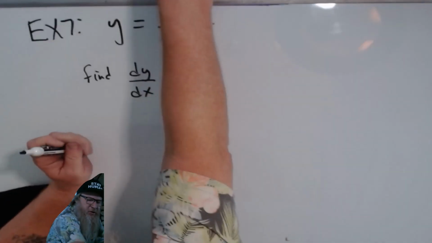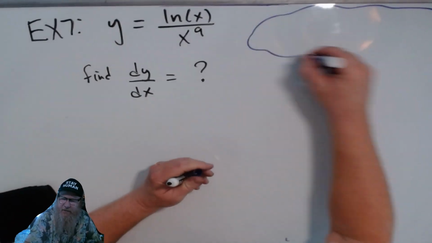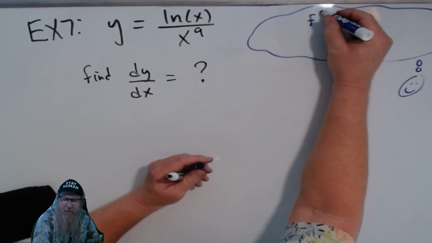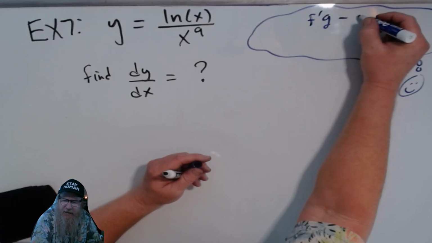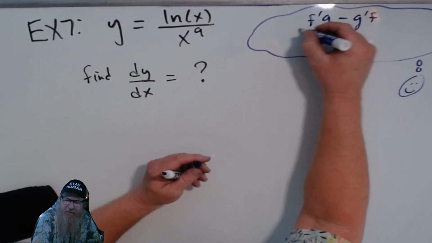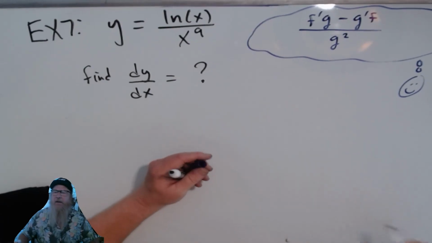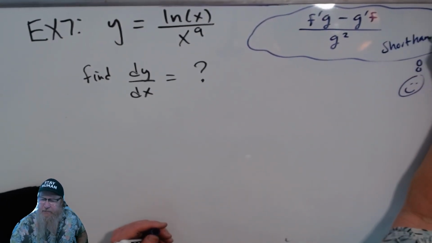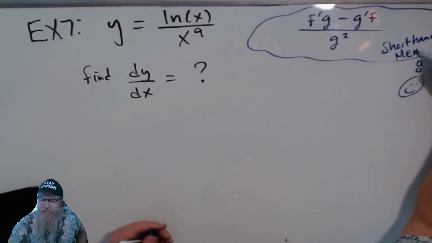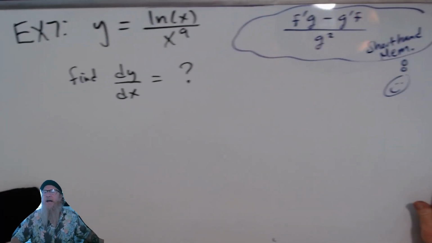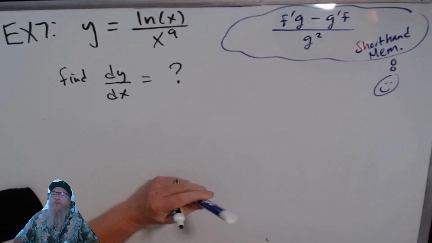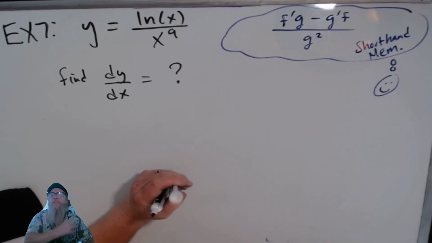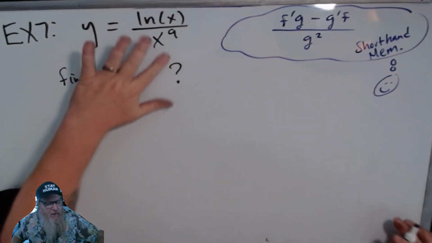All right, let's write our little shorthand here to help us remember it. It's going to be f prime g minus g prime f over g squared. That's the shorthand. So you should memorize that. All right, let's do it.